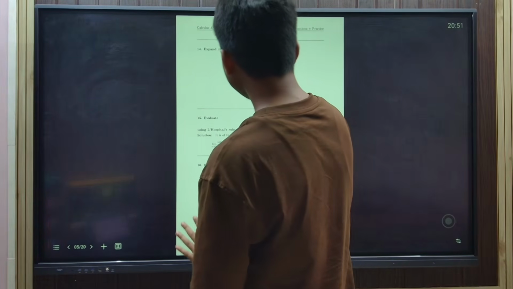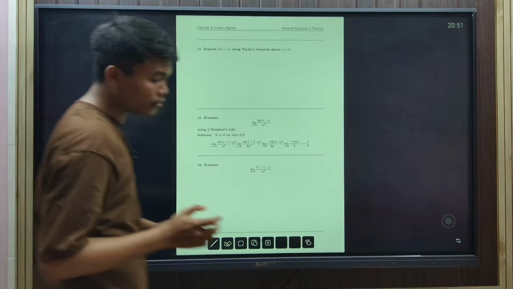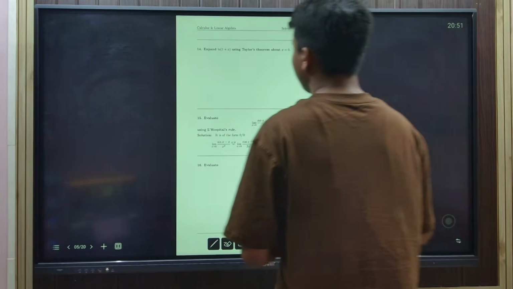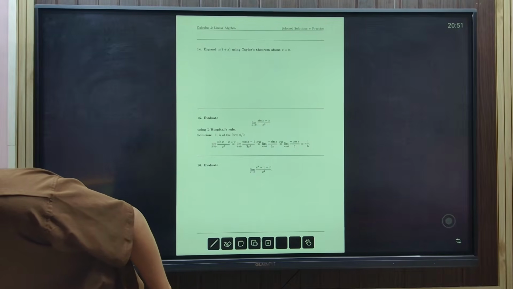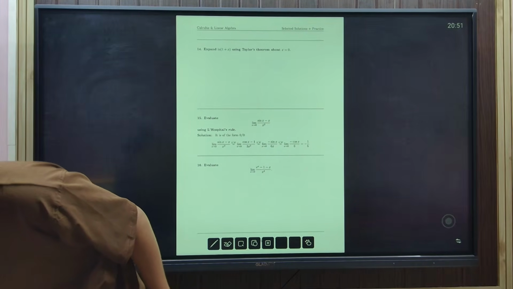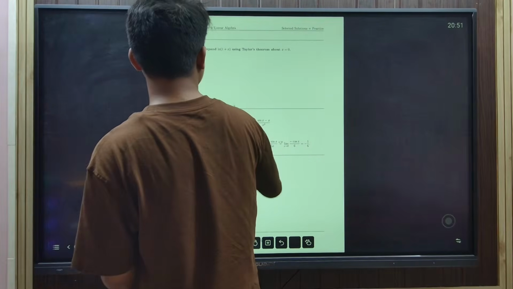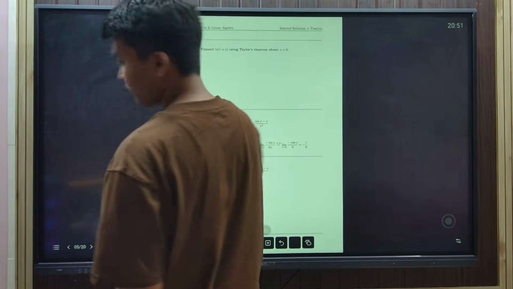Now, okay, next problem. Expand the Taylor series. What is the definition of Taylor's theorem, and how do we expand log 1 plus x using Taylor's theorem? There is one more problem, I guess. Okay, let it be.